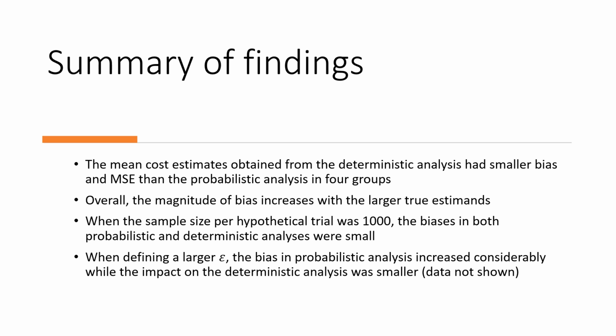Overall, the magnitude of bias increases with the larger true estimates, when the number of patients per trial remains the same. When defining a larger error of the regression model, the bias in probabilistic analysis increased considerably while the impact on the deterministic analysis was smaller.